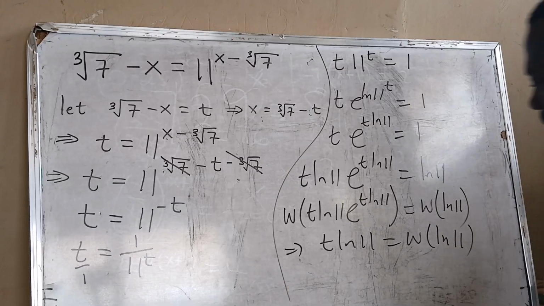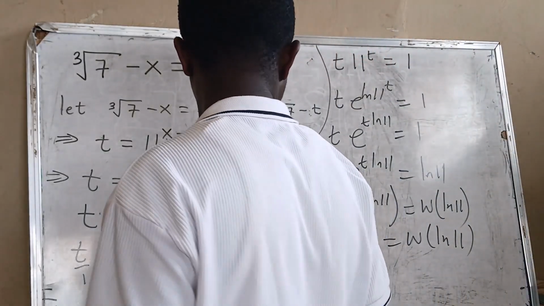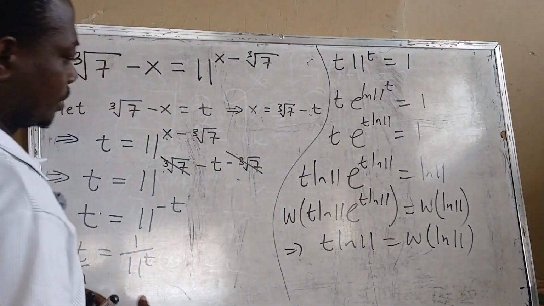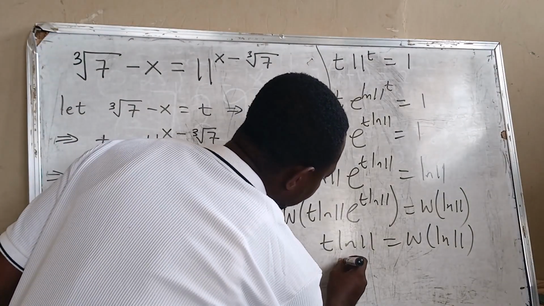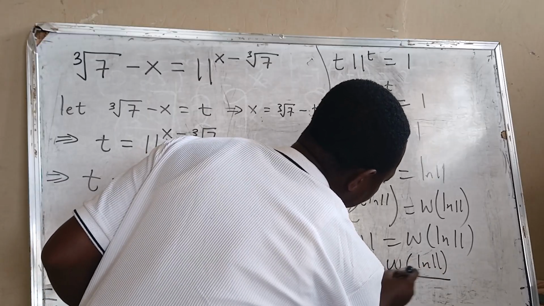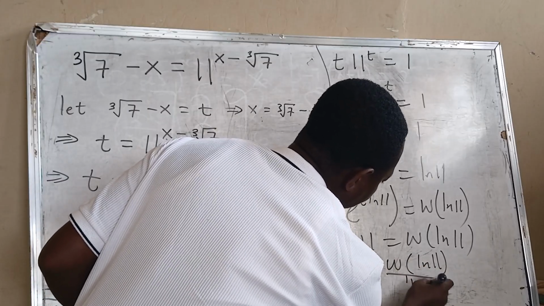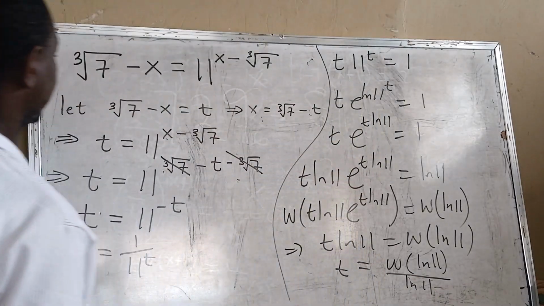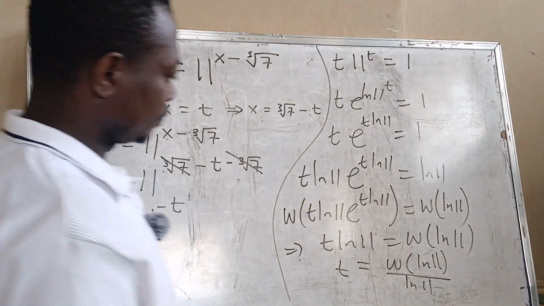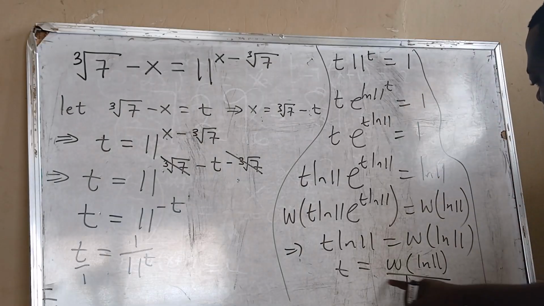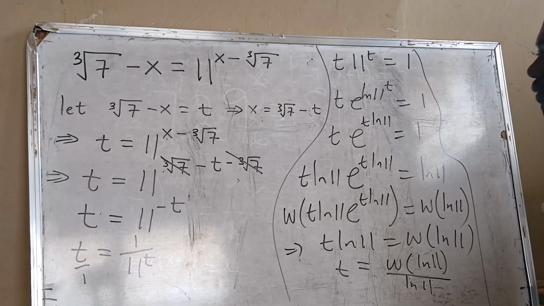Now remember we are after t here. So we can divide both sides by ln of 11. So my t will be the W function of ln of 11 over ln of 11. So we have t as that. So my t is W function of ln of 11 over ln of 11.